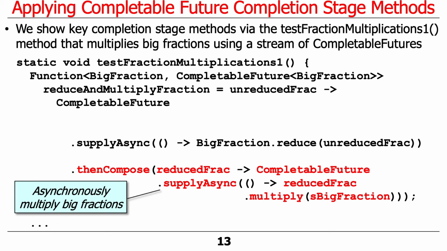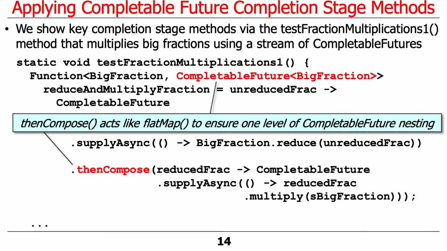Then compose is going to asynchronously take the reduced fraction that we got back as a result of asynchronously reducing the fraction through the factory method supply async, and then it's going to multiply it by some other big fraction, which is a constant. So it's going to asynchronously multiply that. And because that's also a large fraction and we've got a big reduced fraction potentially, that'll take a while to run as well. So this is why we're doing it asynchronously in the background.